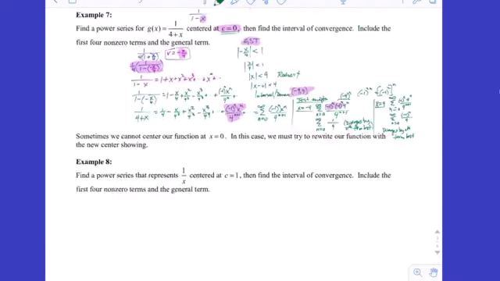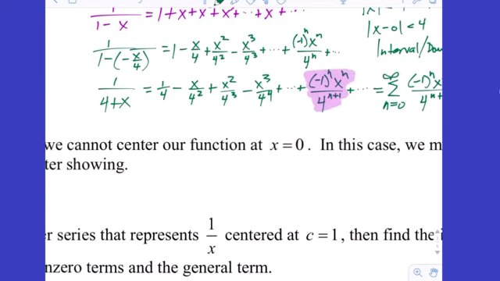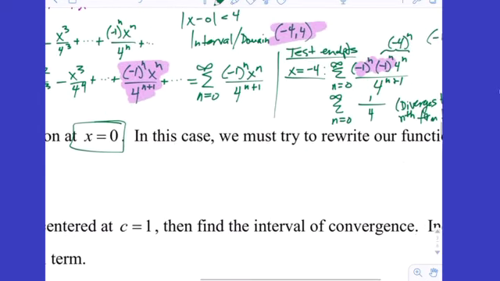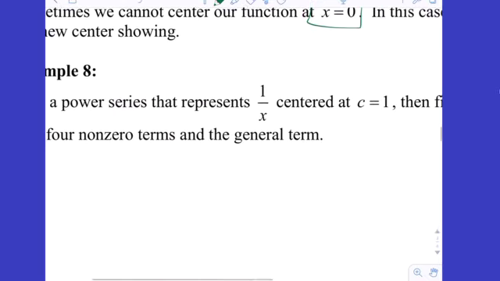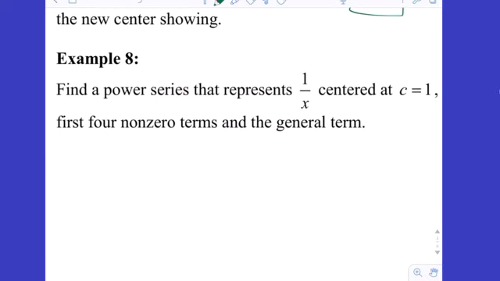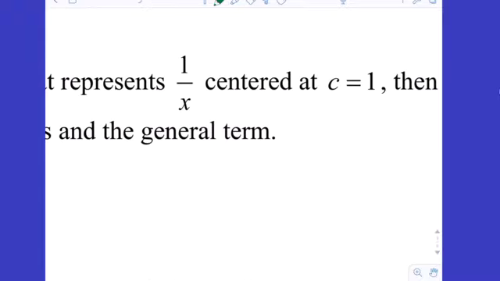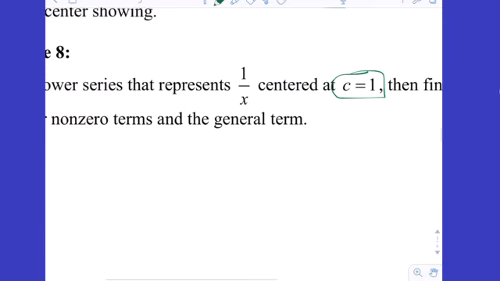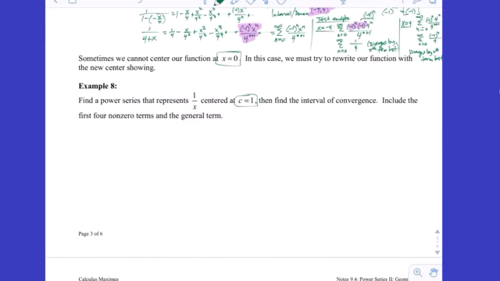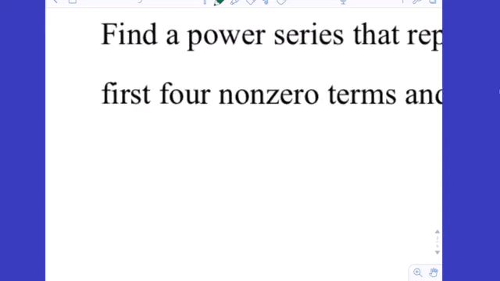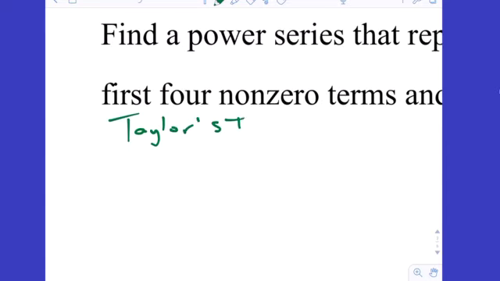Okay, classic green. All right, sometimes we cannot center our function at 0. In this case, we have to rewrite our function with the new center showing. Find a power series that represents the function centered at 1, then find the interval of convergence. Okay, so if it's centered at 1, is it a Maclaurin series? No. What can we do? What can we always do? Yeah, we could do Taylor's theorem, right? Let's do Taylor's theorem.